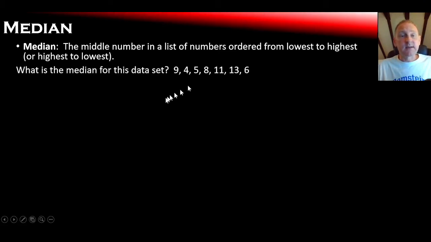So let's take a look at this data set here. We've got 9, 4, 5, 8, 11, 13, and 6. Now you cannot figure out the median very easily unless you put these in order. So what you have to do is rewrite this going from the smallest to the largest. And I'm going to give you a tip right now. When you have a large data set, 4 was our smallest one. You write the 4 and cross out that one. And then you got your 5, cross out the 5.